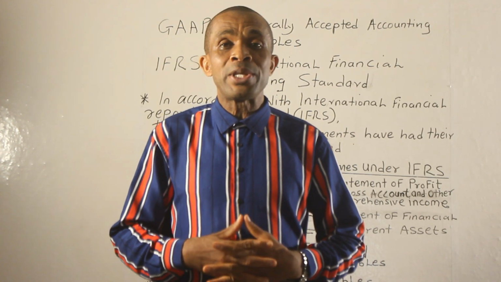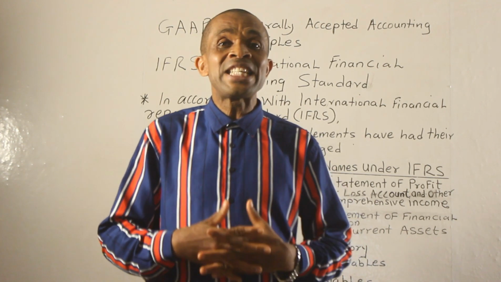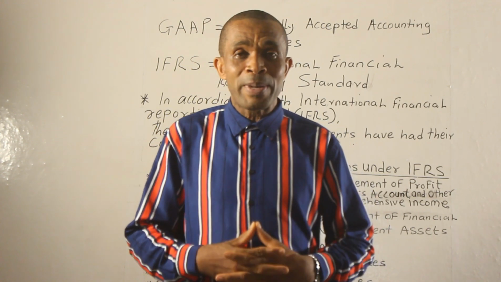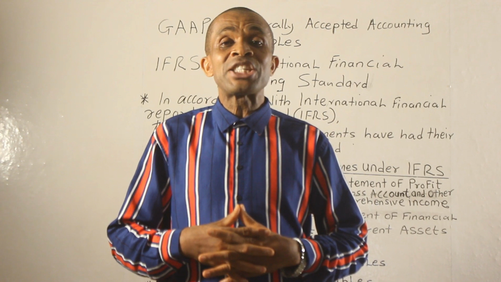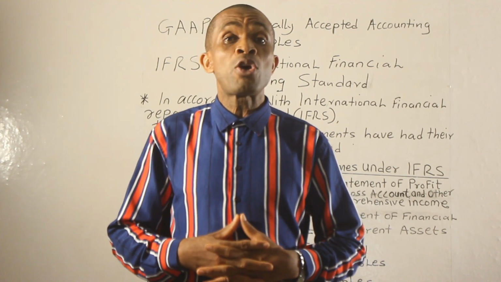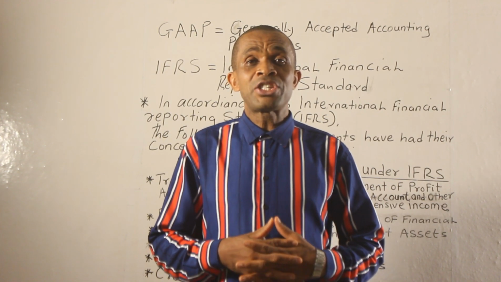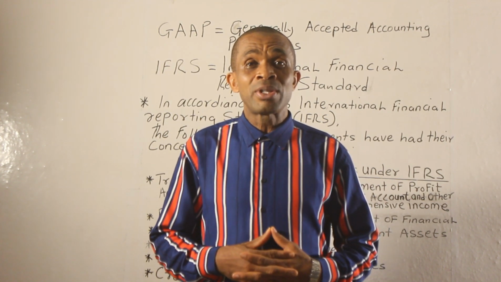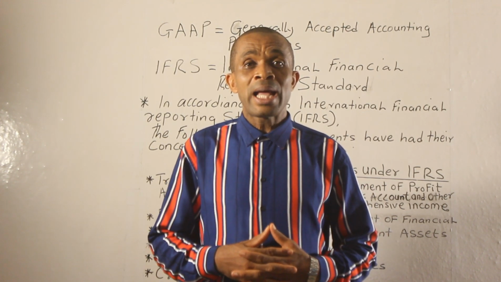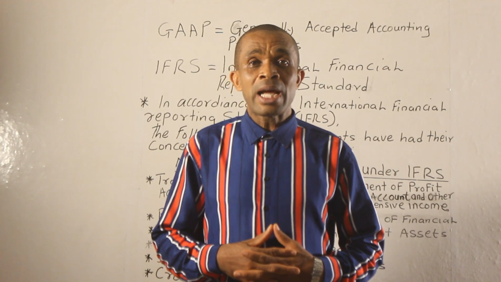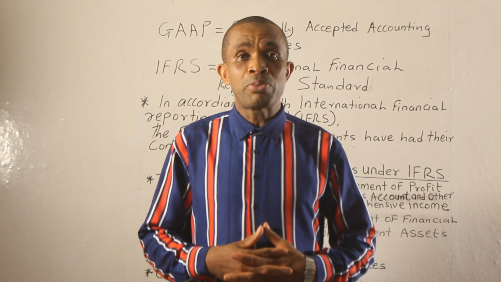Under the GAAP, the balance sheet had changed its name. It is under GAAP that it is called the balance sheet. But under International Financial Reporting Standard, the balance sheet is called Statement of Financial Position. So we have agreed that the Trading Profit and Loss Account is now called Statement of Profit or Loss Account and Other Comprehensive Income. And also that the balance sheet is now called Statement of Financial Position.